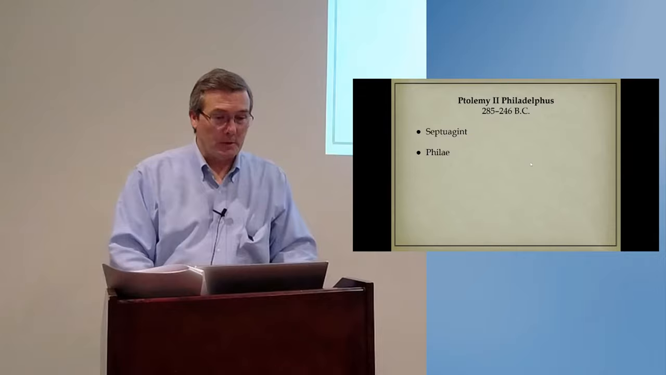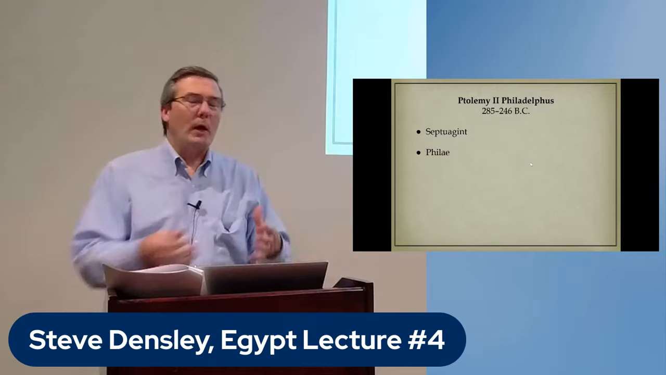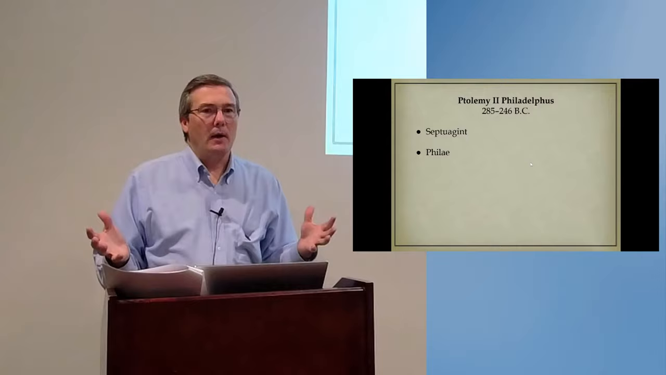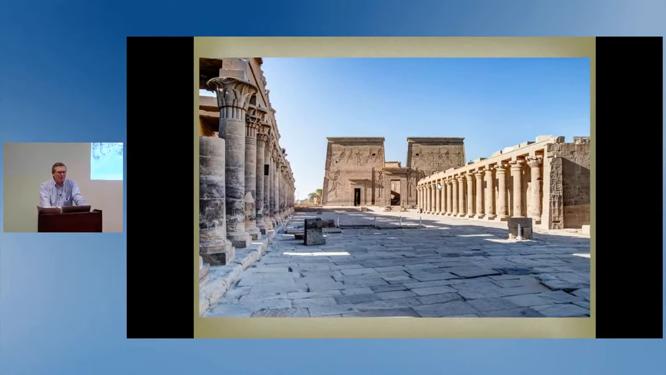The other thing that Ptolemy II does is expand this small temple on an island called Philae. He expands this to a large degree and builds what many people think is the most beautiful temple in Egypt.